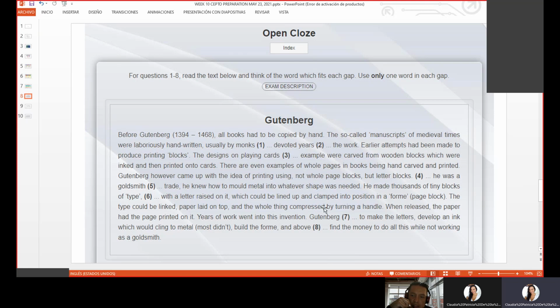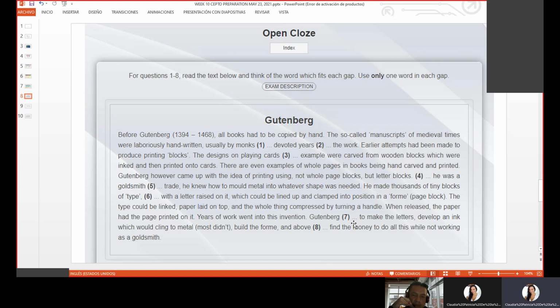Well, for number seven, I just told you. Had. It's a verb, H-A-D. Yes, because Gutenberg is the subject. It's an auxiliary. Exactly. In this case, you need to put it in the past tense with the verb have. Very good. And the last one is letters.